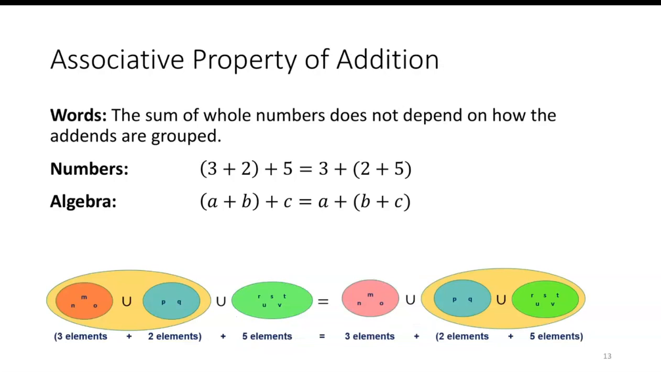The associative property is that the sum of whole numbers does not depend on how the addends are grouped. So (3 plus 2) plus 5 is the same as 3 plus (2 plus 5), where on the left side I would do the 3 plus 2 first and then add 5. On the right side I would do the 2 plus 5 first and then add it to 3.